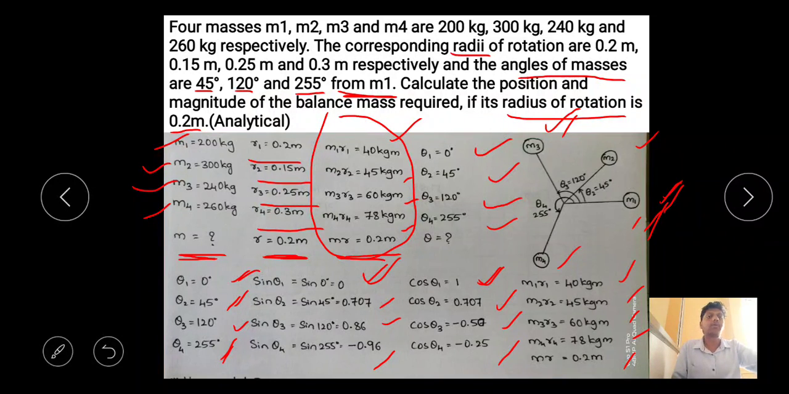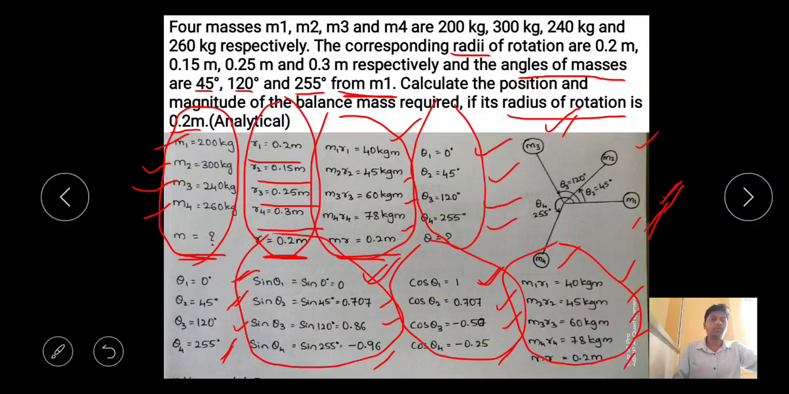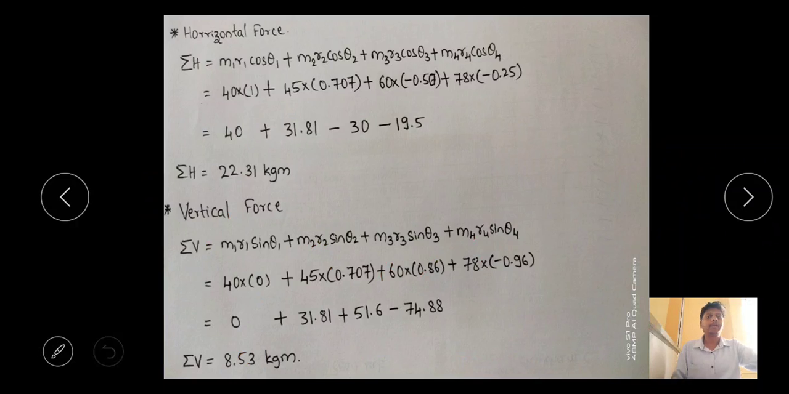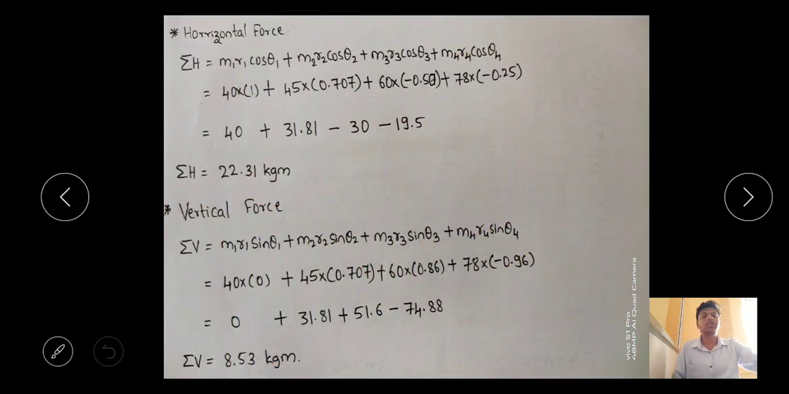Whenever you are getting a problem, you have to write M1, first the masses, then you have to write the radius, then you have to multiply those, then you have to write the angles, then find the sin theta, then cos theta, and then M1 R1. I hope you have understood this. We will proceed with the next procedure, which is very simple. You have to just write the formula and go on substituting.